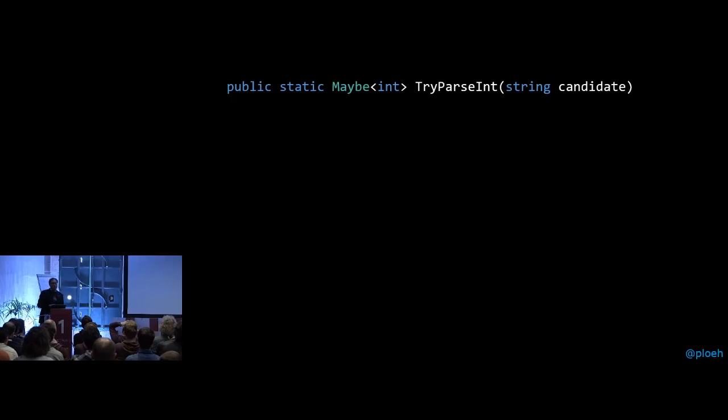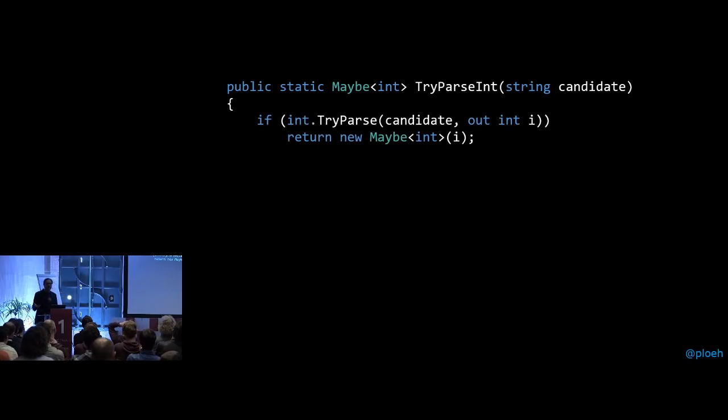Now what you can do with the Maybe of T is create some nice composable helper functions. So you could write something like TryParseInt, and that's going to return a Maybe of int, but why do we need this? We already have int.TryParse in the base class library, so why is this necessary? But this is composable, because what's often the problem when you use int.TryParse is that you have to check whether it returns true or false.